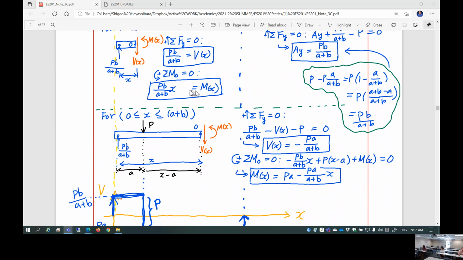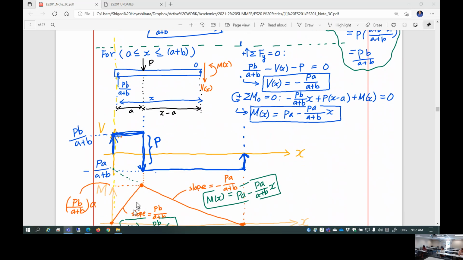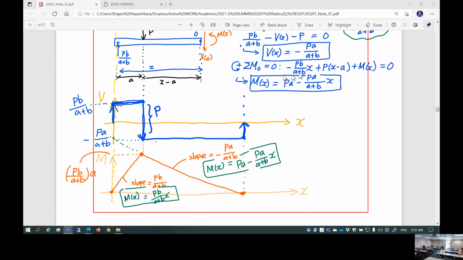And the moment looks like this is a linear function of x, positive slope. Here we go. This is, again, moment is a linear function of x, negative slope. This is the y crossing point, PA. So this is the line. So obviously, you can draw moment shear diagram based on the function of x you develop by cutting virtually for a given range. Of course, it's the same thing. Okay. I hope you understand the basic concept.